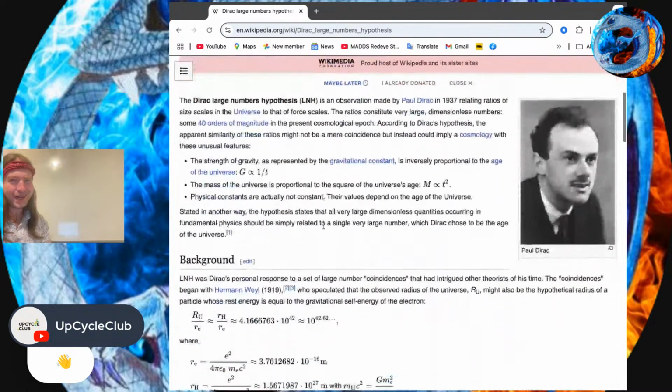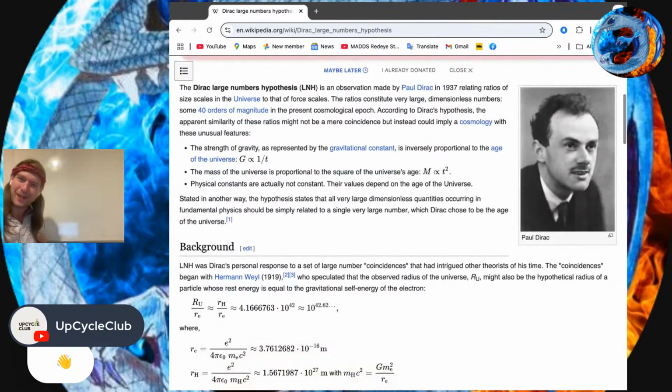So, Dirac's large number hypothesis. This is from our friends at Wikipedia. The large number hypothesis, LNH, is an observation made by Paul Dirac in 1937 relating ratios of size scales in the universe to that of force scales. The ratios constitute very large, dimensionless numbers, some 40 orders of magnitude in the present cosmological epoch. According to Dirac's hypothesis, the apparent similarity of these ratios might not be mere coincidence, but instead could imply a cosmology with these unusual features.